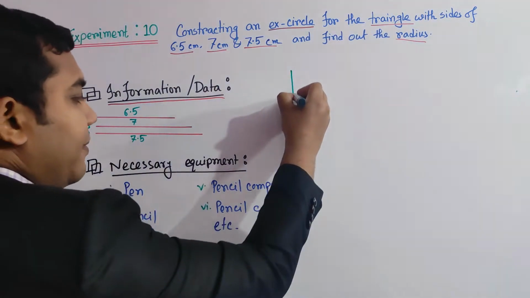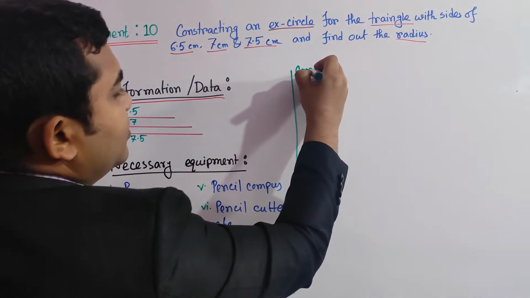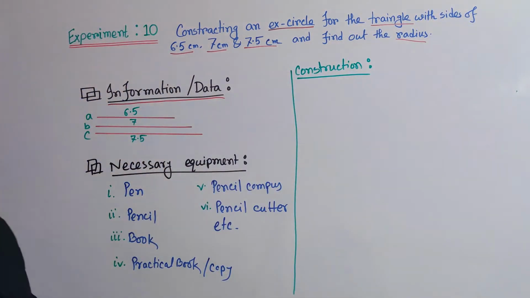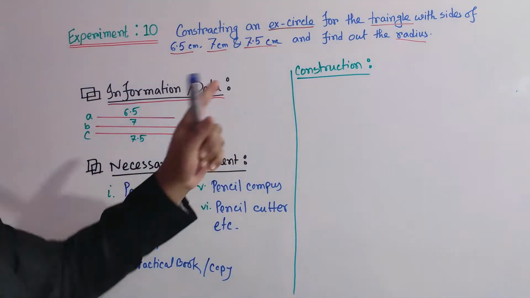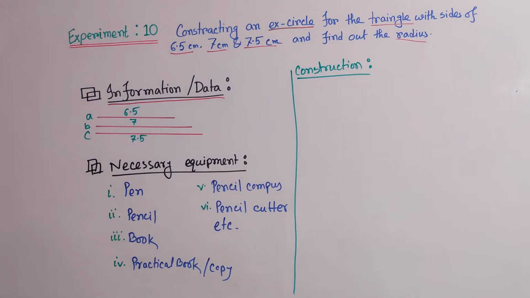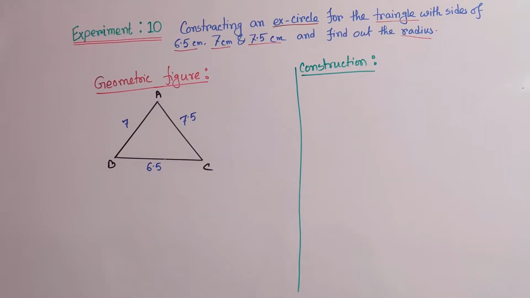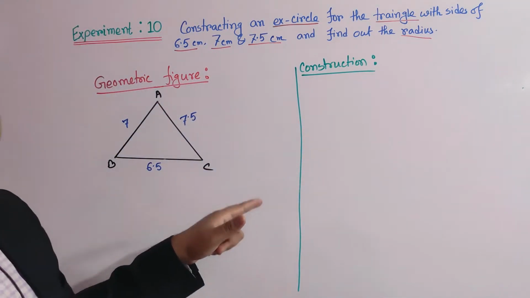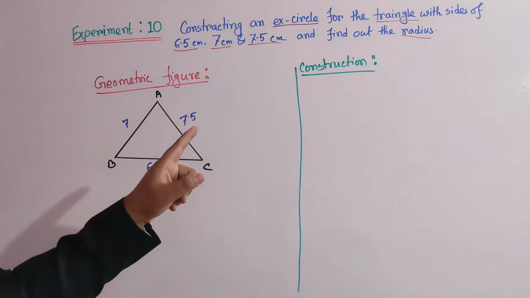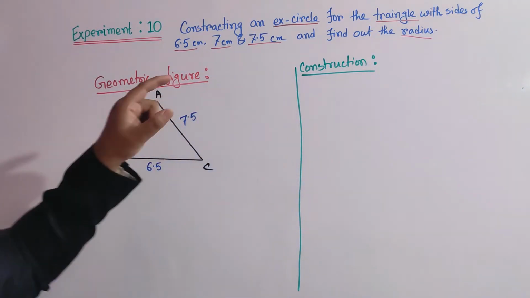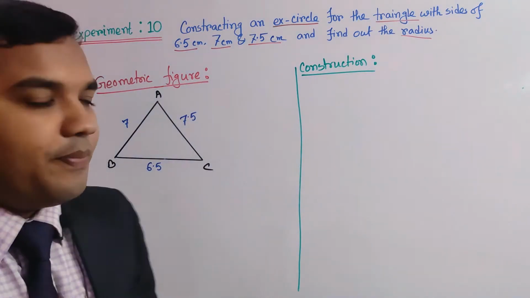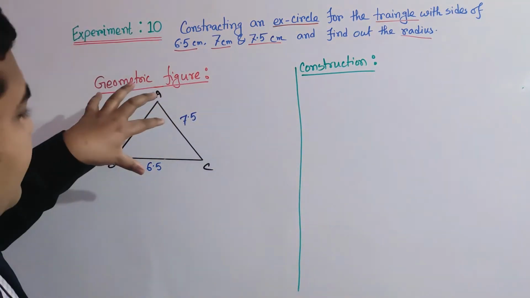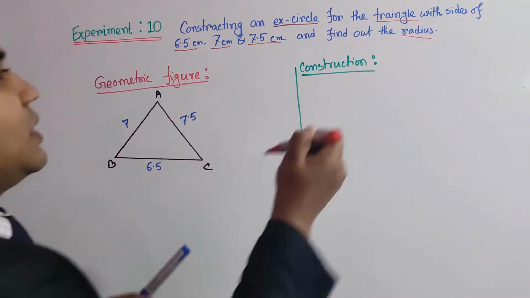Now we are going for the construction part. Going for the construction part, first we have to draw the figure. So also we need the drawing part. So here is the geometric figure first. In this geometric figure, what we have done first is drawing the circle and the triangle. In this triangle we have taken the help of the three lines 6.5, 7 and 7.5. These are the three sides of the triangle. So by using those three lines we have drawn the triangle first.